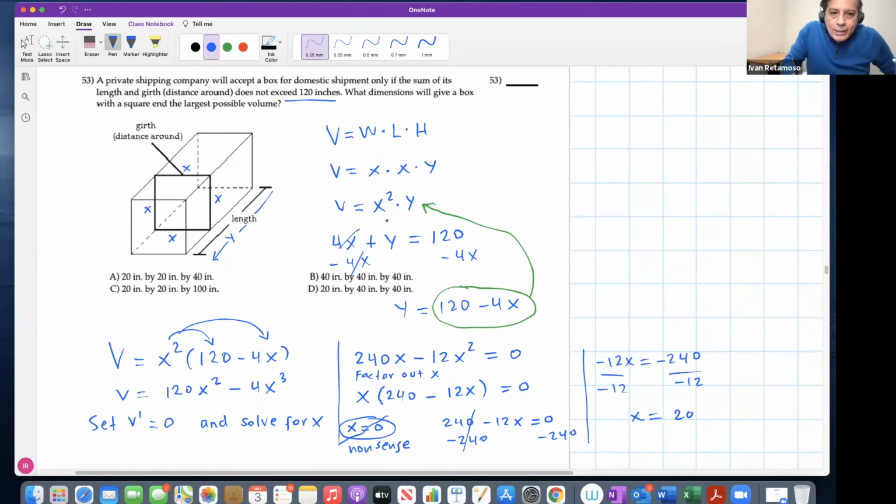So this guy, 20. 20 what? 20 inches, right? Inches. From there, quickly find the value of y. The value of y, Professor? Yes, look at the constraint.